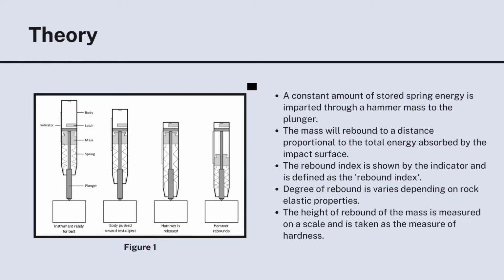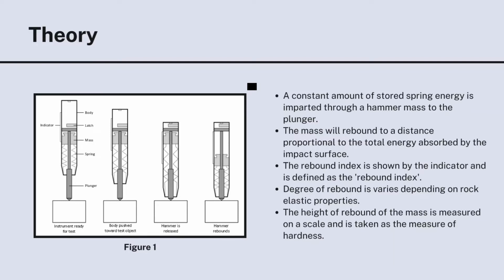Based on figure 1, a constant amount of stored spring energy is imparted through a hammer mass to the plunger. The mass then will rebound to a distance proportional to the total energy absorbed by the impact surface. The rebound index is shown by the indicator and is defined as the rebound index.